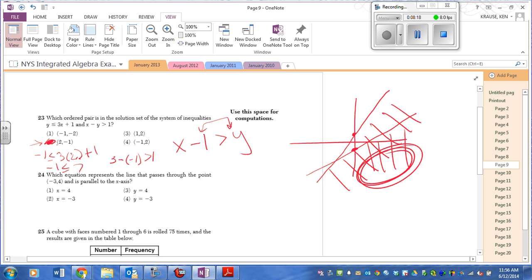Line passes through this point and it's parallel to the x-axis. Well, if you think about parallel to the x-axis, where's the answer between the 3 and the point? Parallel to the x-axis is this line, and that's a y equals. Well, what does y equal? Y equals 4.